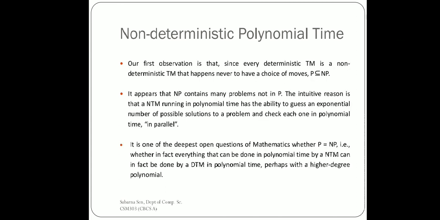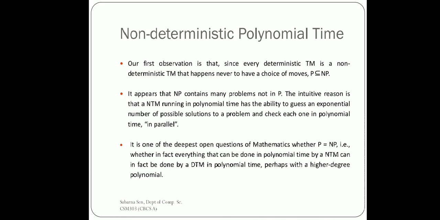Now our first observation is that since every deterministic Turing machine is a non-deterministic Turing machine, P is obviously a subset of NP. Determinism, you can say, is a special case within non-determinism. So here we can say that P is a subset of NP problems, right?